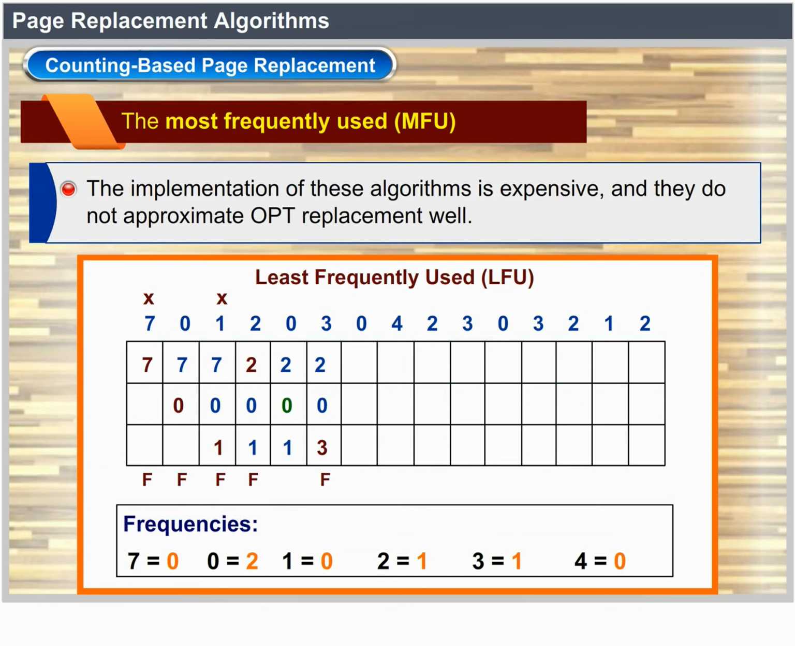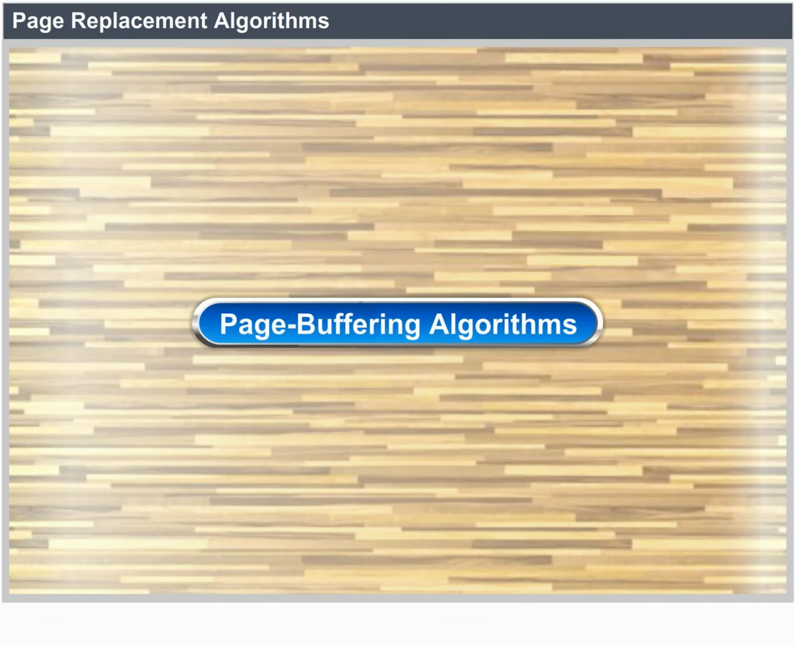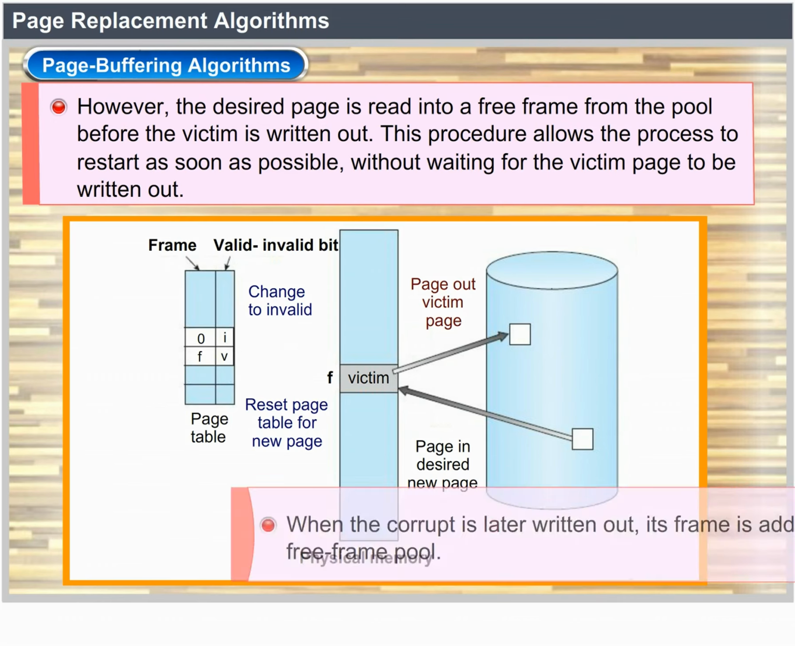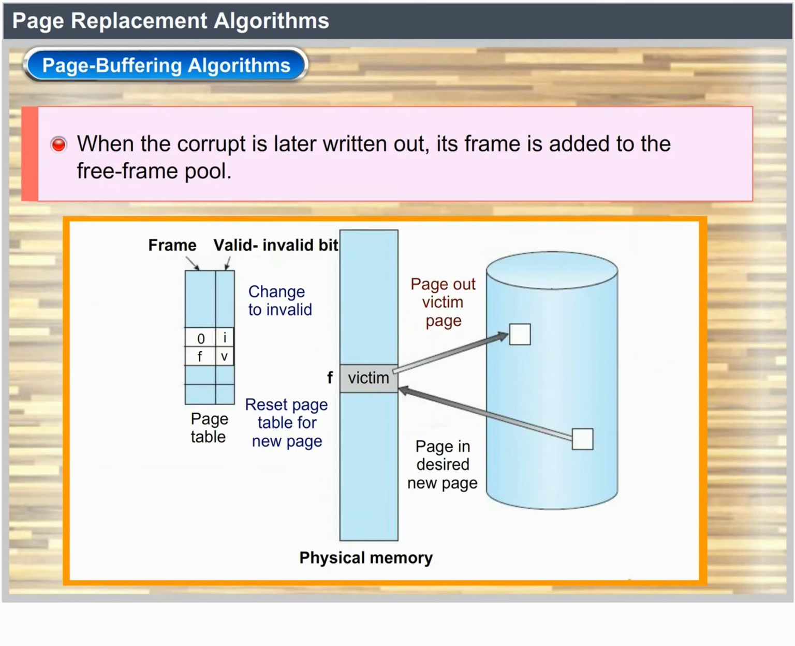Page buffering algorithms. Other procedures are often used in addition to a specific page replacement algorithm. For example, systems commonly keep a pool of free frames. When a page fault occurs, a victim frame is chosen as before. However, the desired page is read into a free frame from the pool before the victim is written out. This procedure allows the process to restart as soon as possible without waiting for the victim page to be written out. When the victim is later written out, its frame is added to the free frame pool.